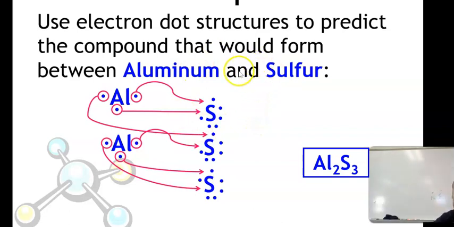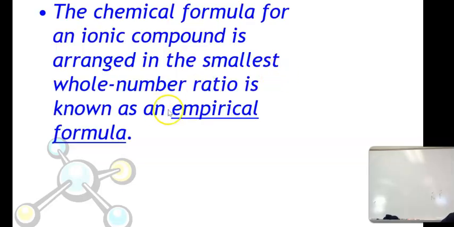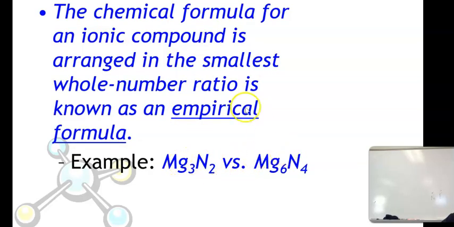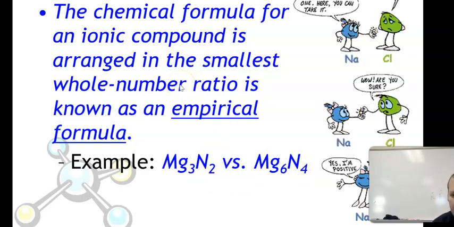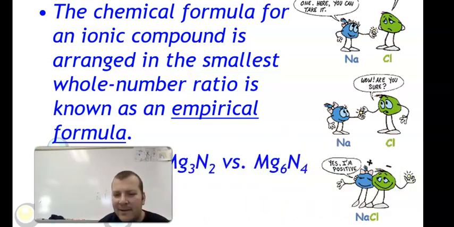All right, and that's it, everybody. We're going to have a couple practice. I forgot about the empirical. I'm sorry. Empirical is just reduced. The chemical formula of an ionic compound is arranged in the smallest whole number ratio. Basically, it's just reduced. So if you have 6 over 4, you can divide each of those by 2, so you get 3 over 2. Good chemistry joke right there.